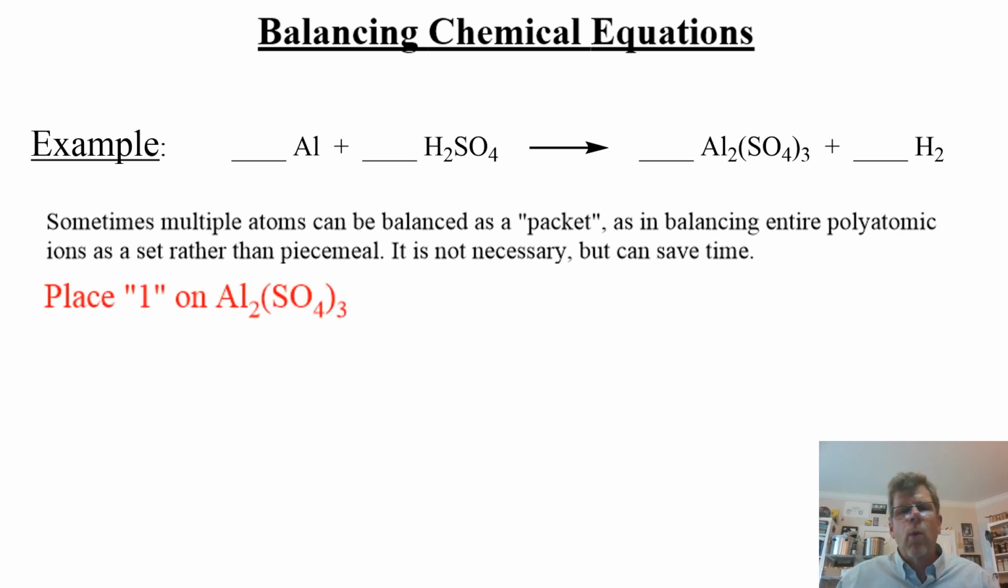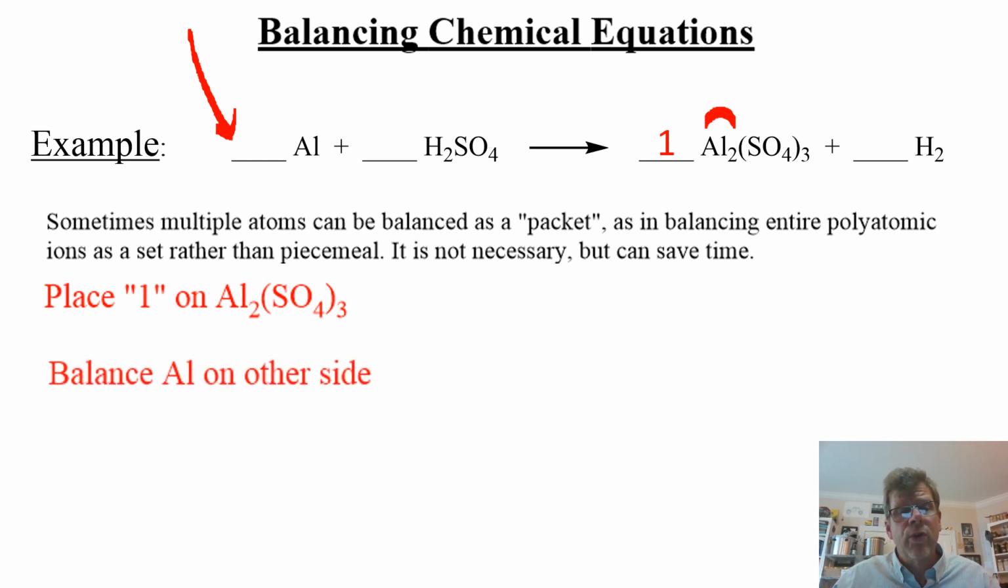We need to place a 1 on the most complex. I'm going to argue that that is Al2(SO4)3, and place a 1 there because it's the largest, the most complex, or however you want to look at it. And a good second step here would be to say, if I put a 1 on Al2(SO4)3, there's 1 times 2 aluminum atoms. Let's look at the aluminum containing component on that side. It's just aluminum metal. So if I put a number 2 there, I've balanced aluminum.